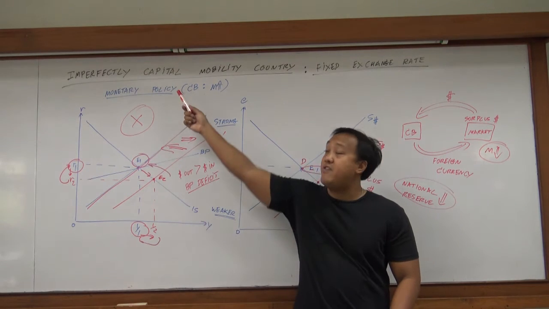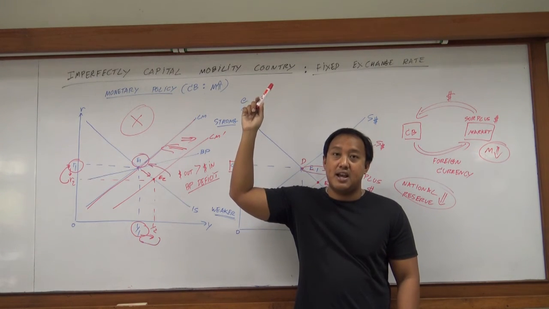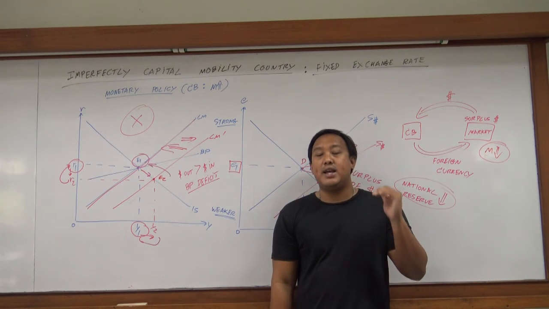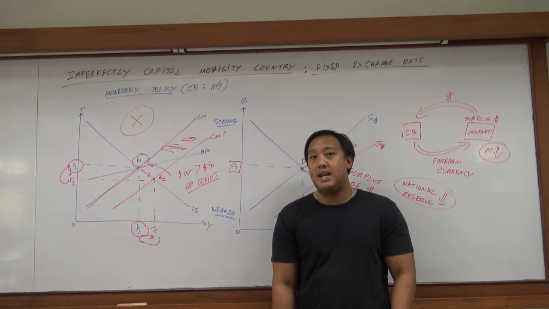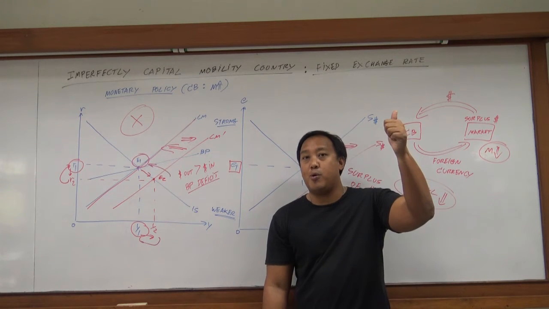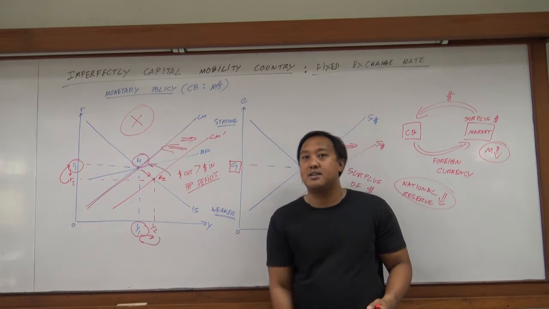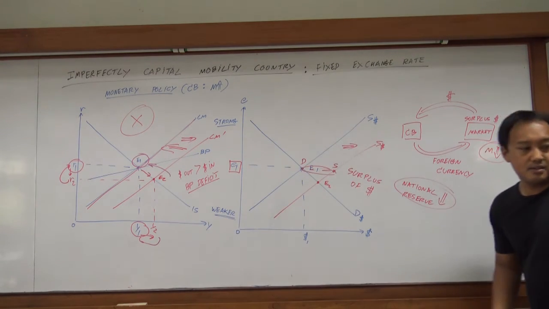This is the case of imperfect capital mobility with a fixed exchange rate. Okay, if your country has imperfect capital mobility and uses a fixed exchange rate, from what we learned here, fiscal policy works, but monetary policy doesn't work.